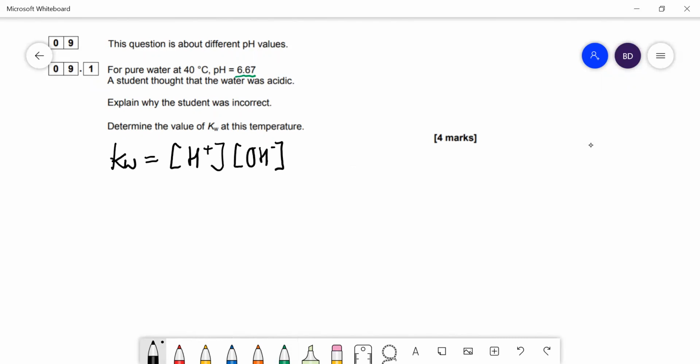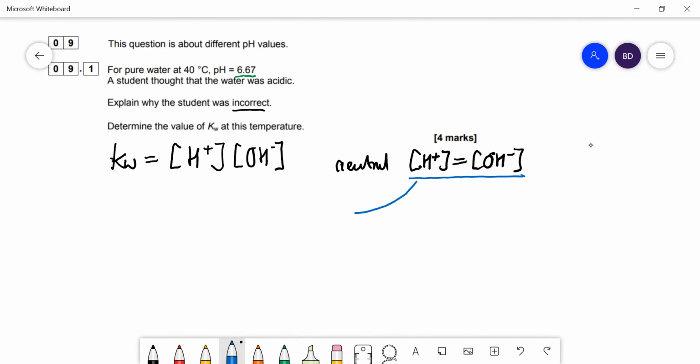We know that. And we know for any neutral solution, the concentration of H plus is equal to the concentration of OH minus. Right, so the first part then, why is the student incorrect? The student is incorrect because H plus concentration is equal to OH minus concentration. That's why he is incorrect. All right. We've got to determine the Kw. This is the case when it's neutral, when H plus is equal to OH minus, Kw is equal to the concentration of H plus squared.